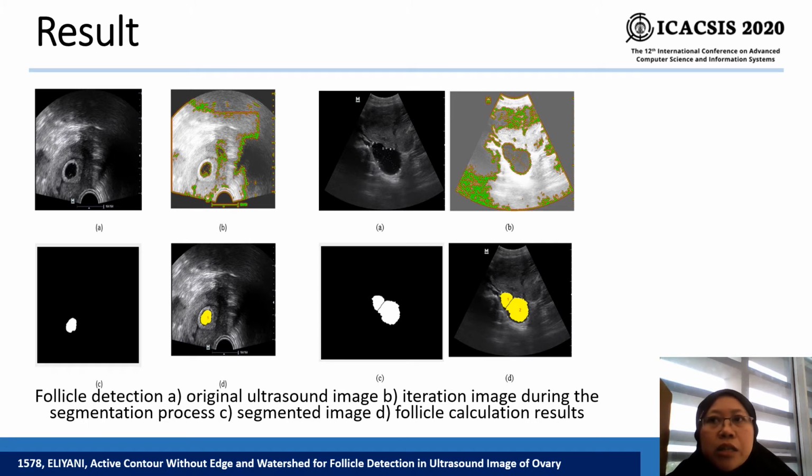Feature extraction used in this study are area, perimeter, centroid, roughness. The final result of the calculation of follicles in this study will be colored yellow. In this picture, there is a follicle detection. A. Original ultrasound image. B. Iteration image during the segmentation process. C. Segmented image. And D. Follicle calculation result.